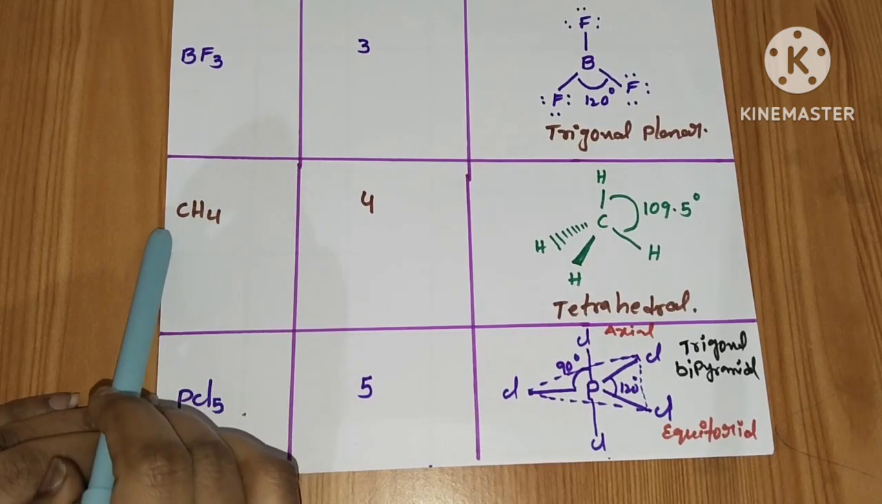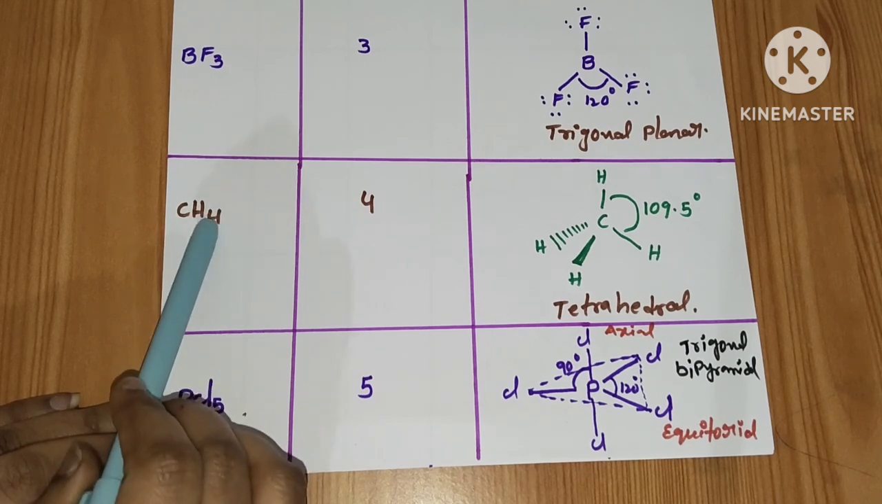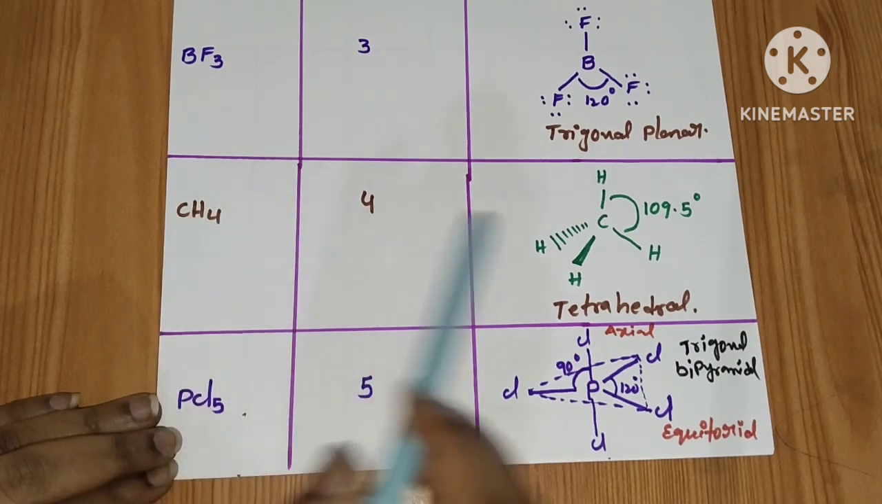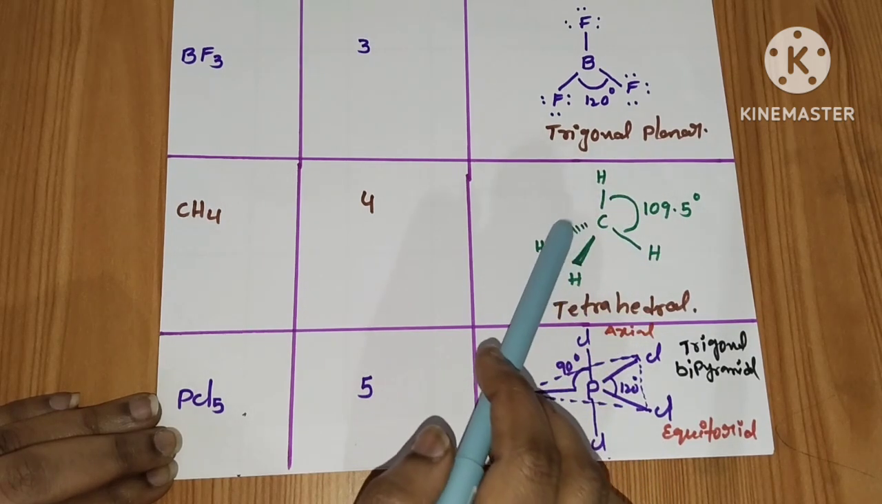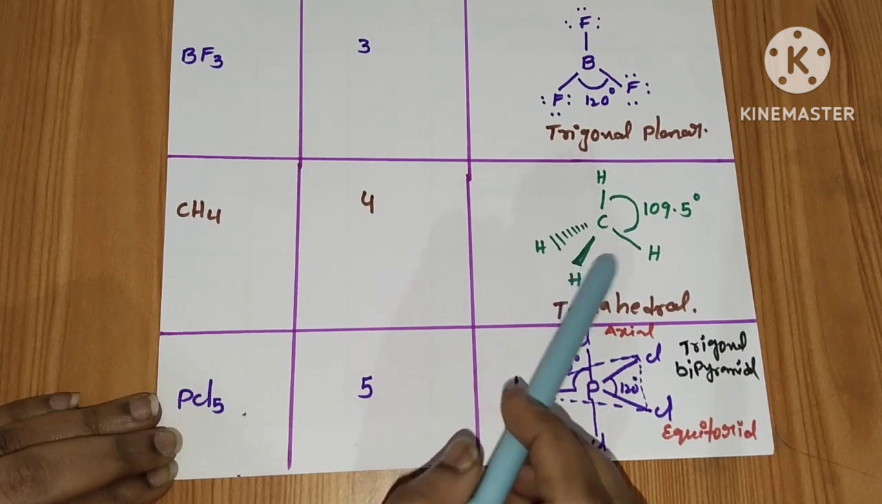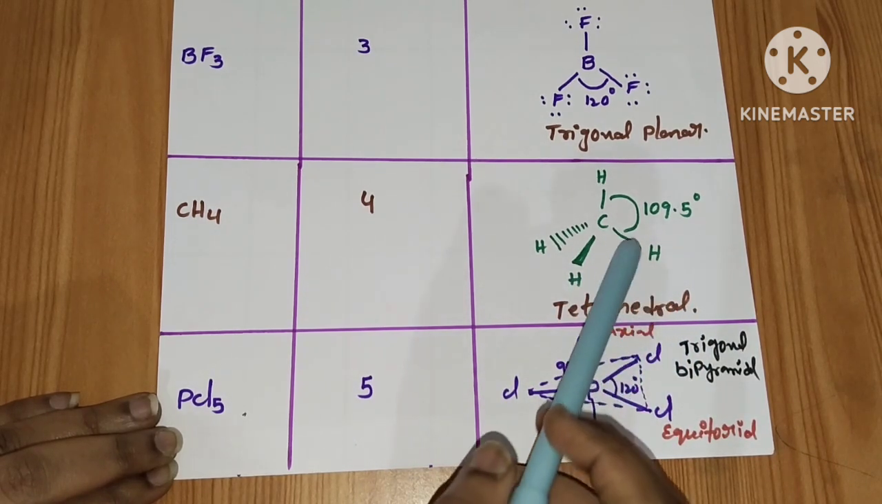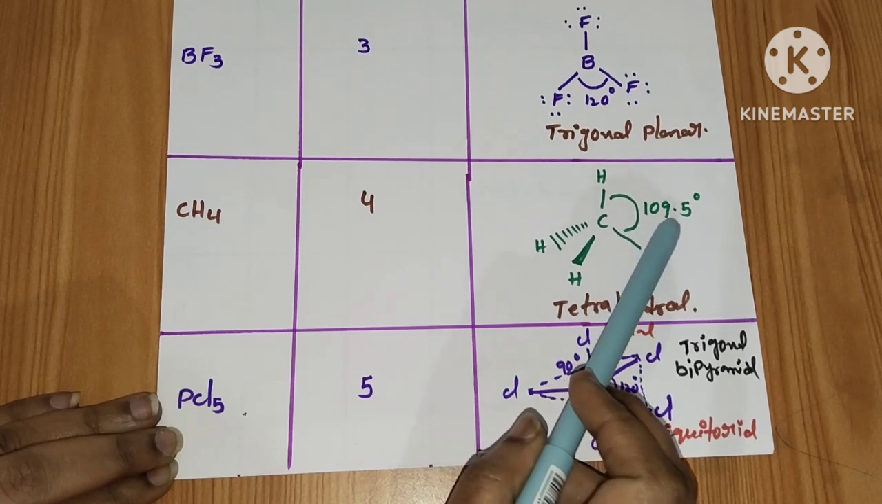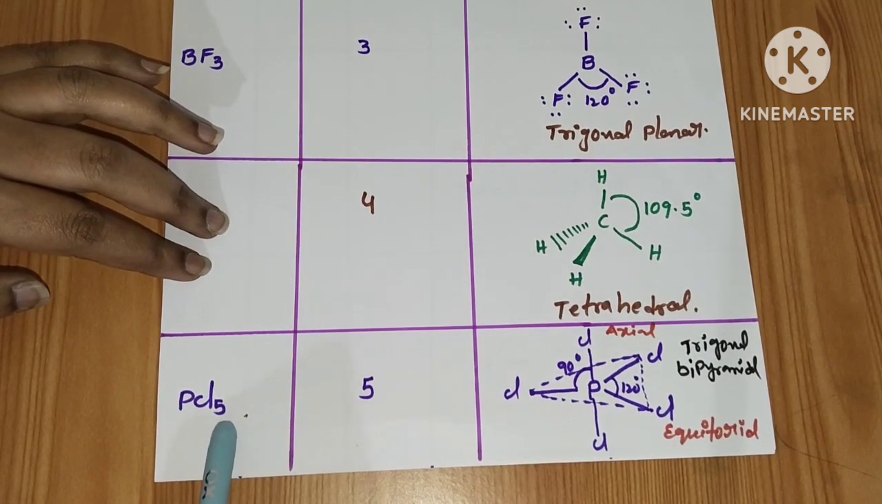In methane, carbon is the central atom. It is bonded to 4 hydrogen atoms. These 4 C-H bonds repel each other to stay as far apart as possible and they form a tetrahedral shape with the bond angle of 109.5 degrees.